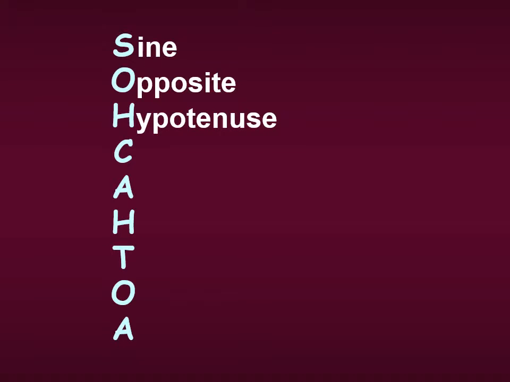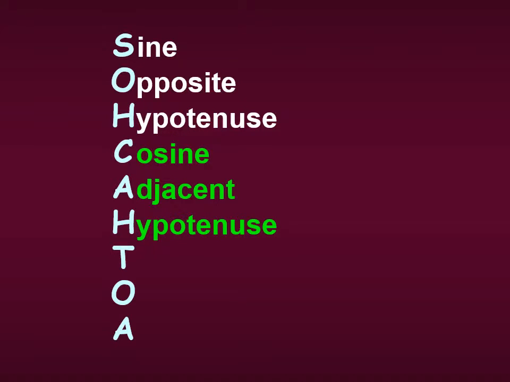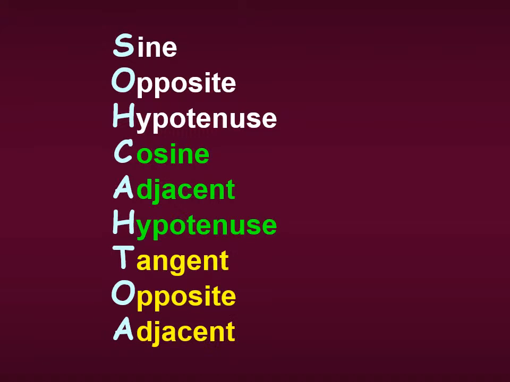The C is for cosine. The A is the adjacent, and the H is the hypotenuse, because cosine is adjacent over hypotenuse. TOA stands for the tangent, which that ratio is opposite over adjacent. So the O is opposite and the A is adjacent.